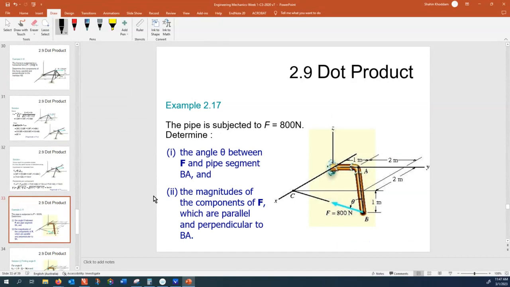All right, next problem. Here you have a force of 800 Newton, and you want to find the angle between these two. So that is interesting.